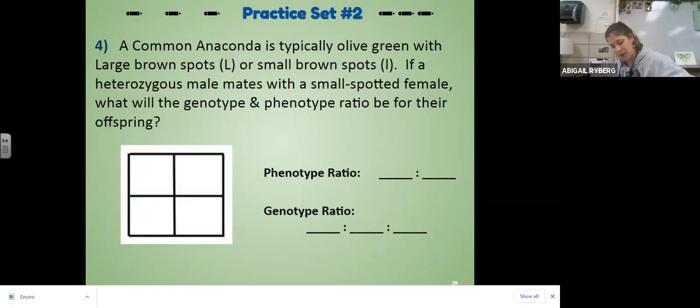So I'm going to make my cross and go back to the question. I said a heterozygous male, so he's going to have big, little. And again, I mentioned last unit to make your letters look really obviously different. So I have a big L and a little l. He's heterozygous. Mates with a small spotted female, and so she must have 2 recessive alleles, so 2 little l's. If I fill in my little squares.